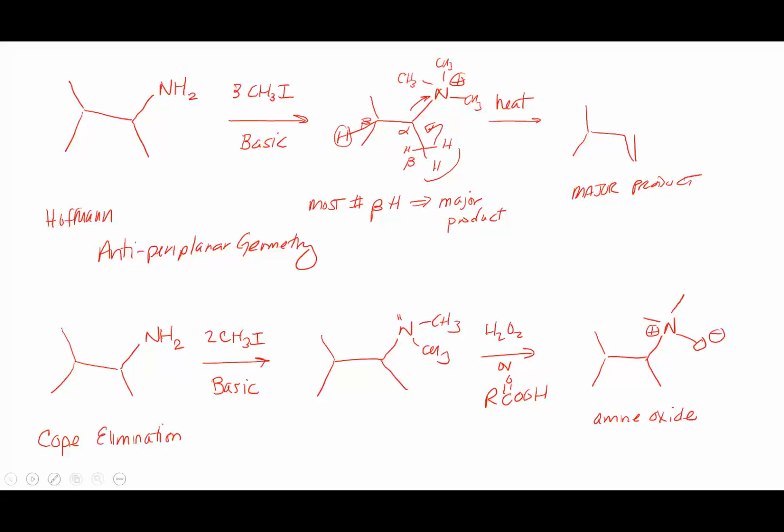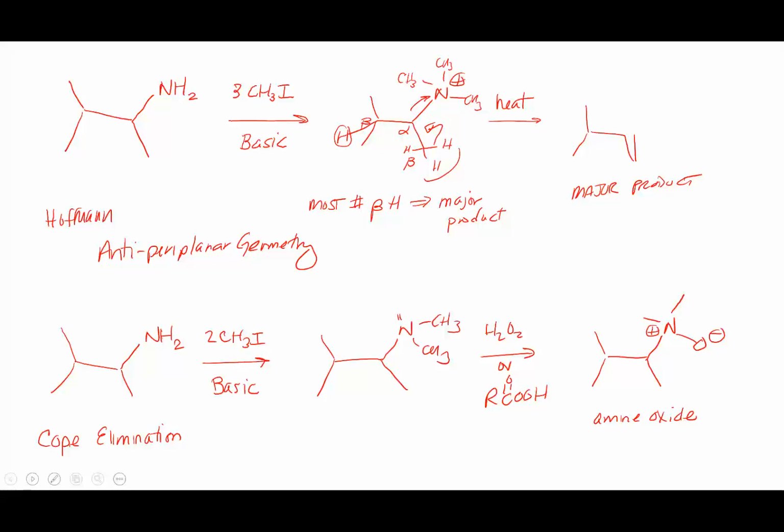And Hofmann and Cope eliminations both give the least substituted product as the major product. Where they differ is in the mechanisms, but they also differ in terms of whether the reaction goes by anti-periplanar geometry or by a periplanar geometry.